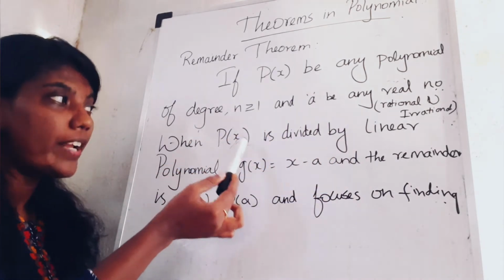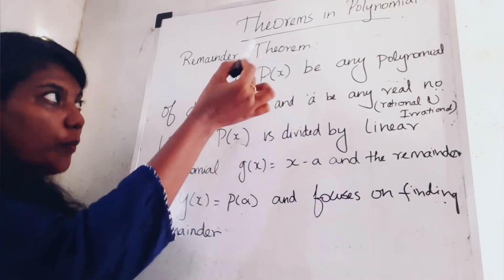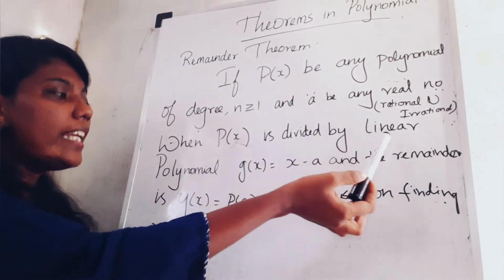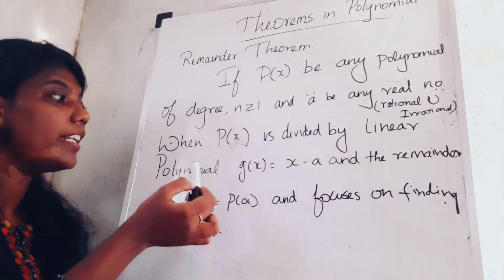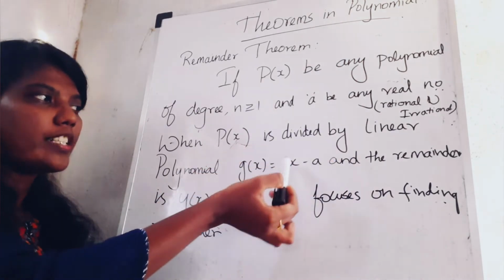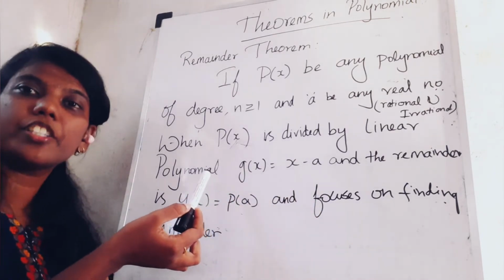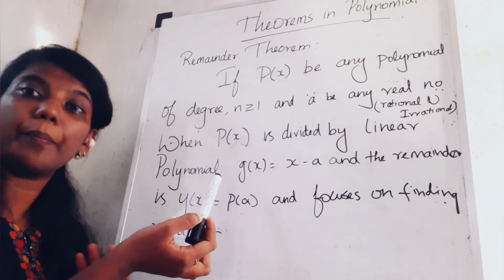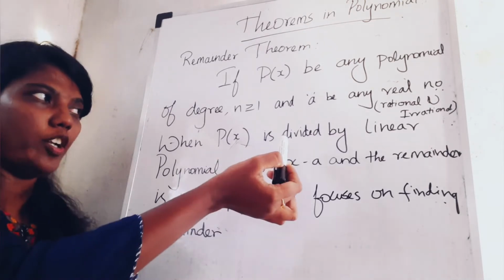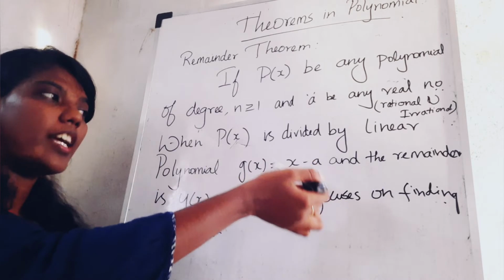When p of x, that is the polynomial, is divided by a linear polynomial, the divisor is the linear polynomial g of x equal to x minus a. In common we are taking it like that. Linear polynomial means a polynomial of degree 1. So we are taking that polynomial and dividing by it.